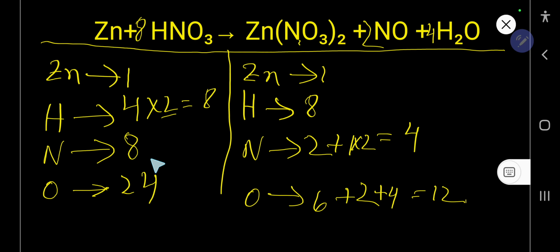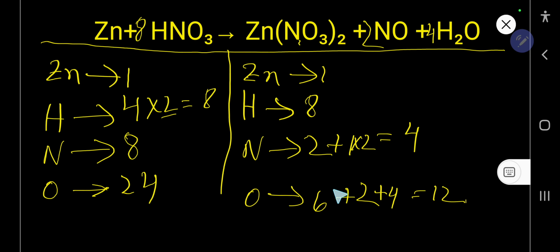That is, we need to increase the number of nitrogen and oxygen. That is why we will select this compound. Here we get a lot of nitrogen and oxygen. So how can you do that? Look, here you have 24 oxygen, and here you have 4 nitrogen. Okay, look here, this 6 oxygen has come from here, right?